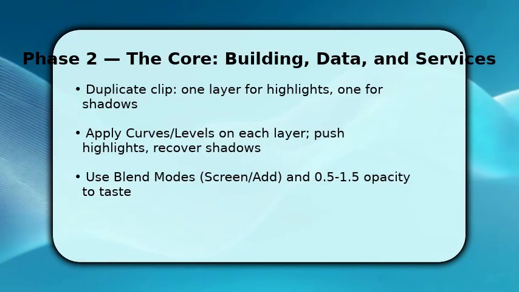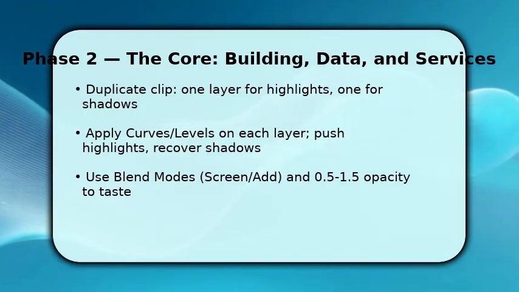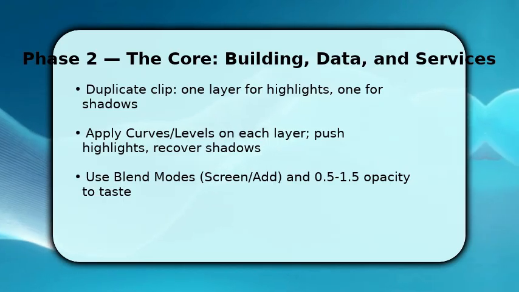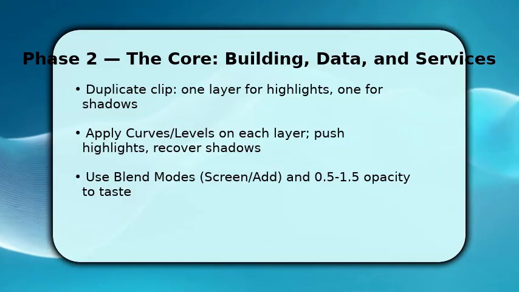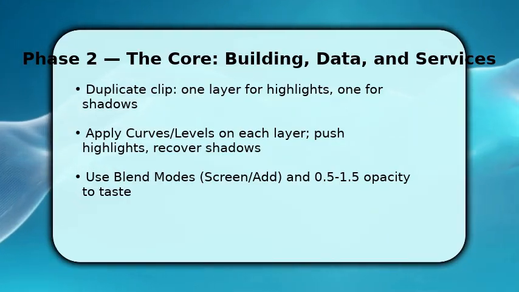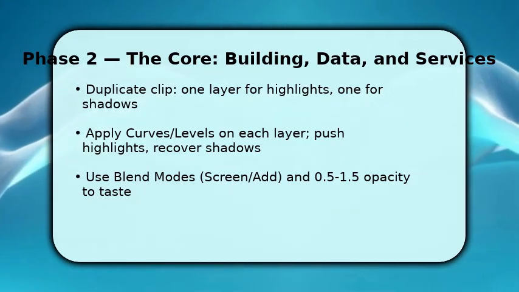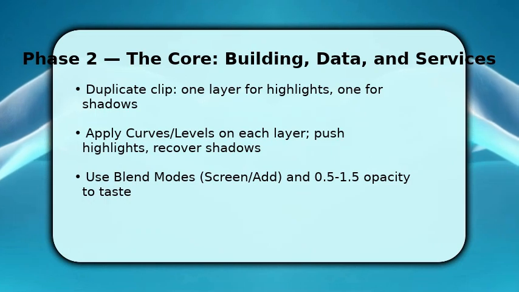You now build the HDR effect by separating tonal zones. Duplicate the clip and treat one for highlights and the other for shadows. Apply curves on the highlight layer, lift the upper curve and compress midtones slightly. This expands perceived brightness. On the shadow layer, lower blacks and raise low midtones to recover detail, then use blend modes such as screen or add, adjusting opacity between 0.5 and 1.5 for balance. Make sure to toggle layer visibility to compare and avoid unnatural halos.